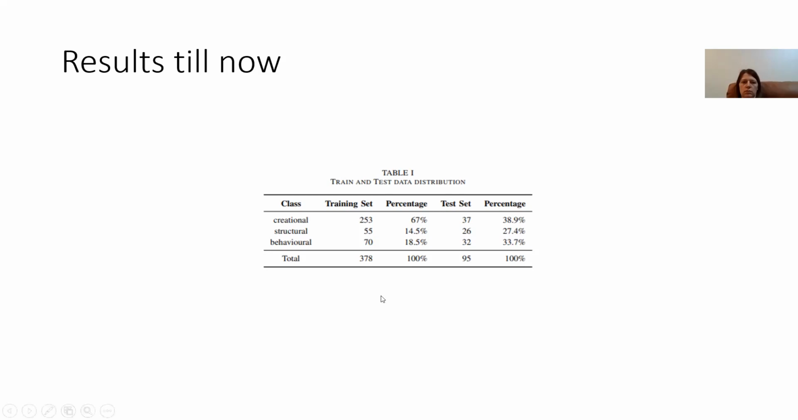So from here we can see that there will be a bias in recognizing the creational design pattern. So we should maybe add more on the structural and behavioral part, but we have to see how we can add it.